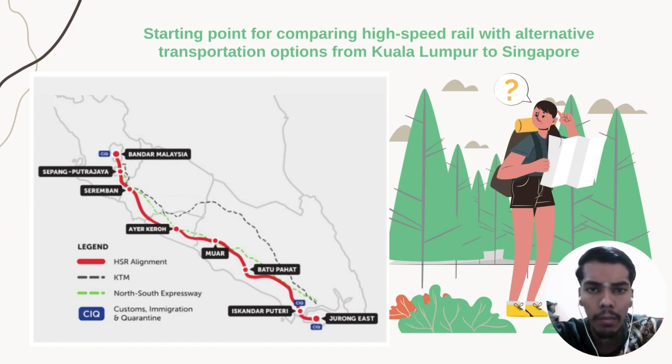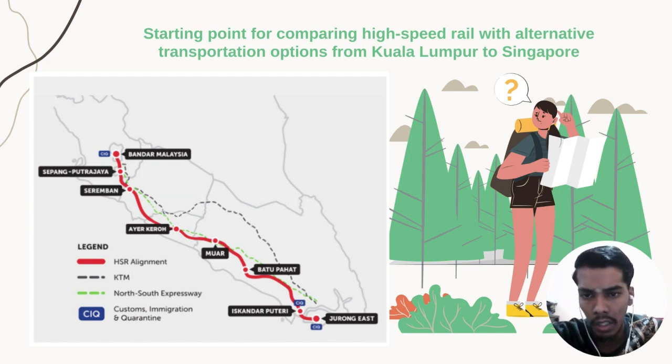For my part, I'm going to present the starting point for comparing high-speed rail with alternative transportation options from Kuala Lumpur to Singapore. As you can see in the map, the train starts from Jurong East train station, then goes to Iskandar Putri station, then Batu Pahat station, Muar station, Ayer Keroh station, Seremban station, Sepang Putrajaya station, and lastly Bandar Malaysia station. These are the paths for the train travelling from station to station.